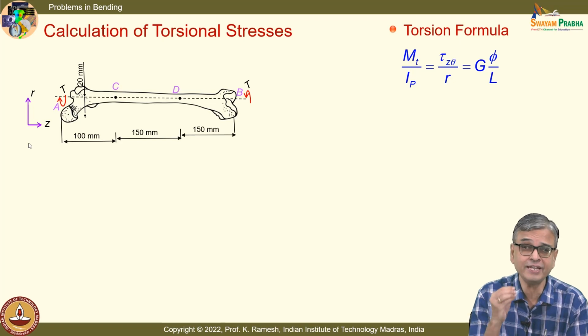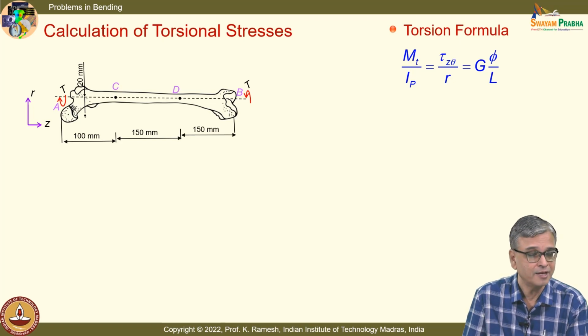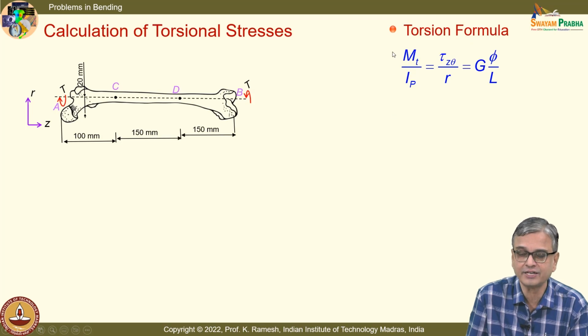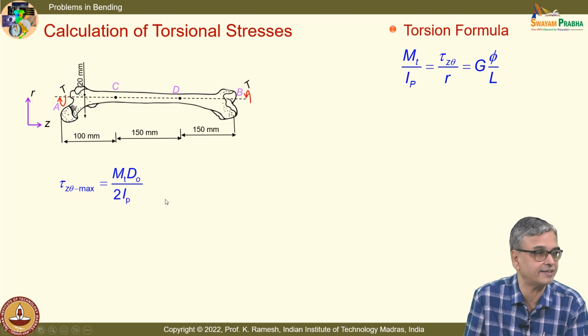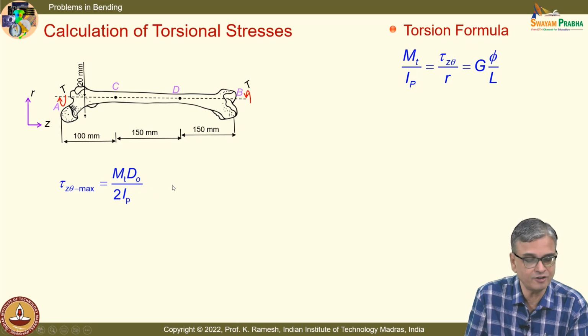So, it was convenient to depict a circle by r theta coordinates, and we have taken the axis as z. Okay. And you have the torsional formula, Mt by Ip equal to tau z theta by r equal to G phi by L. So, I can calculate from the twisting moment what is the shear stress tau z theta. Is the idea clear? I have this as Mt d naught by 2 Ip because the maximum stress occurs at the outer radius, that is d naught by 2.